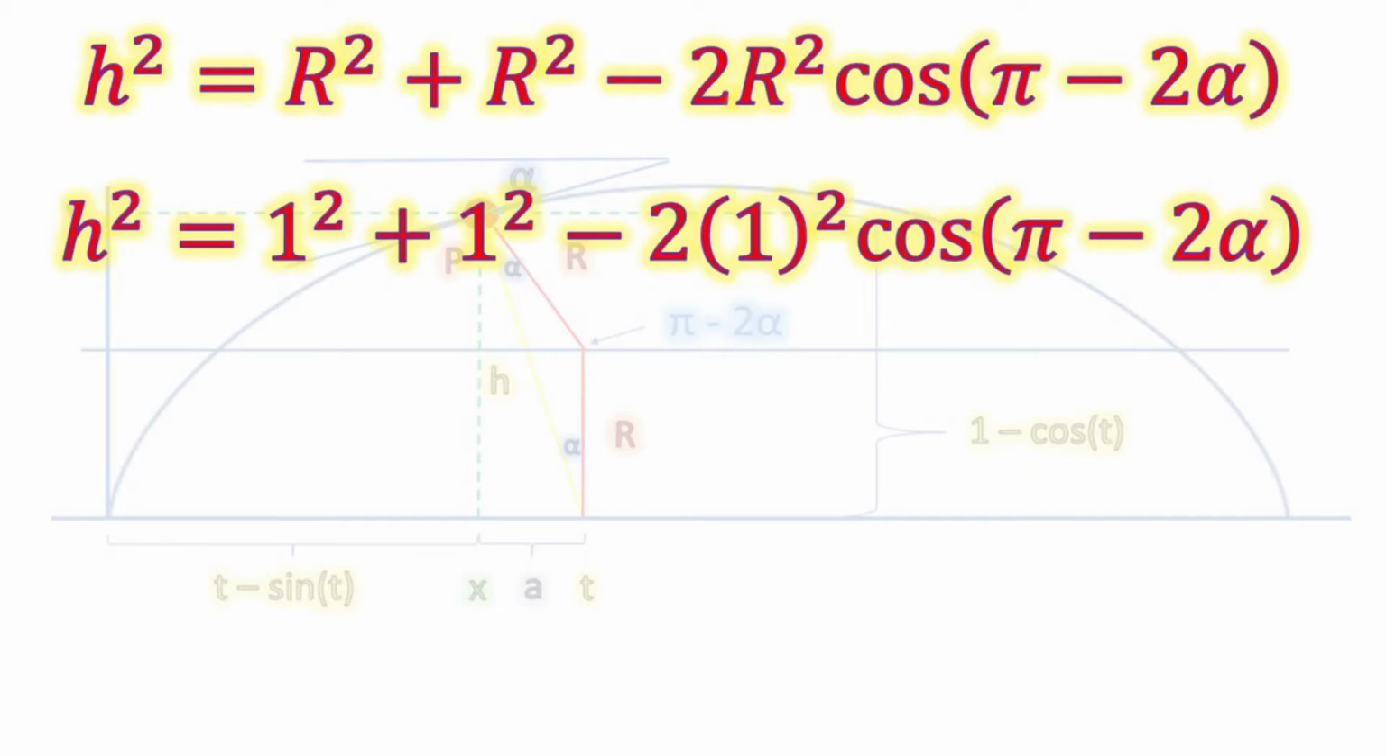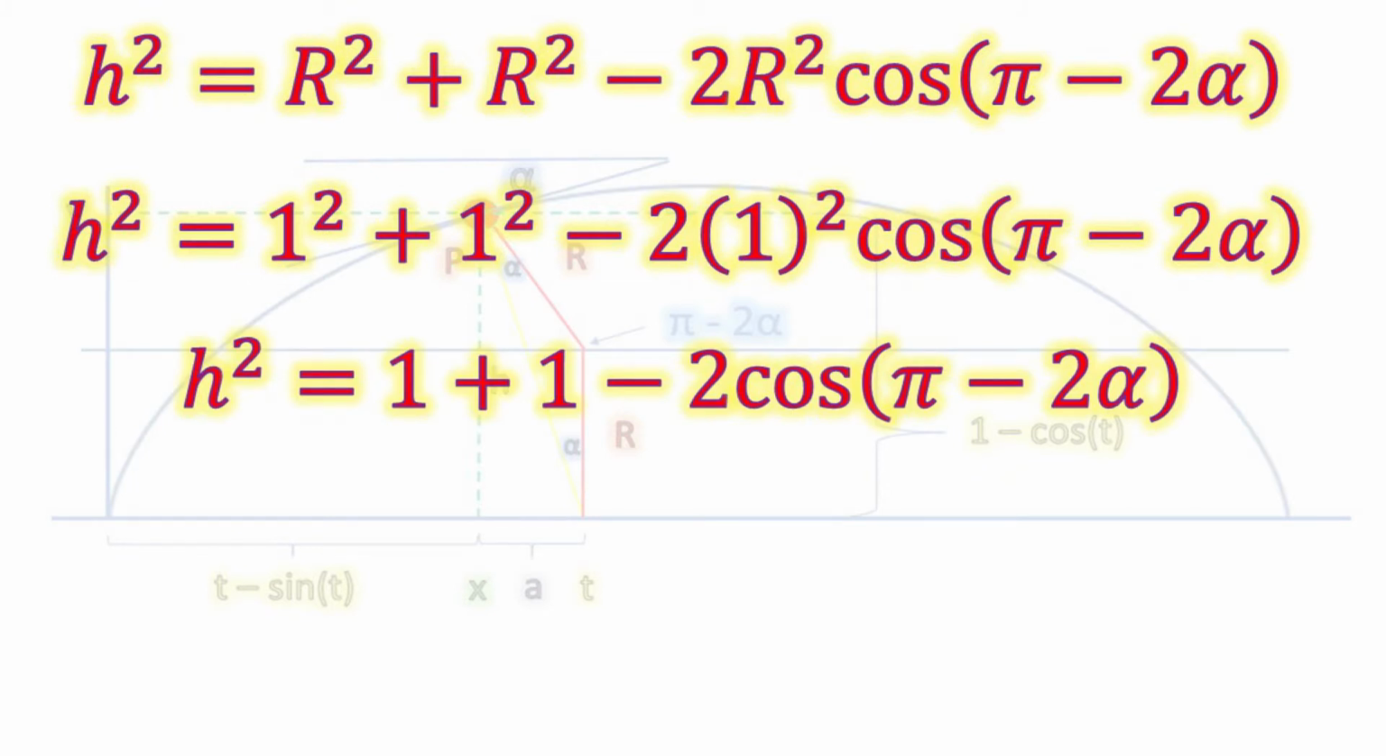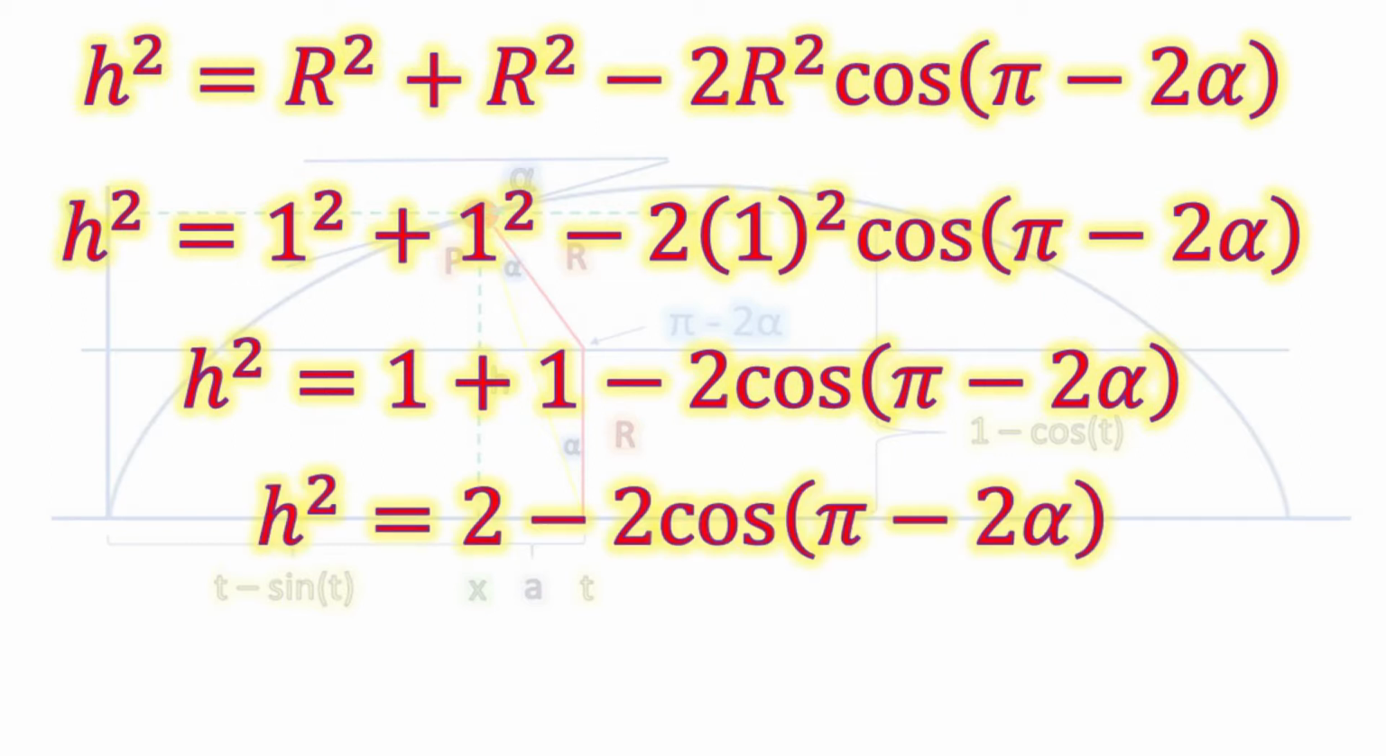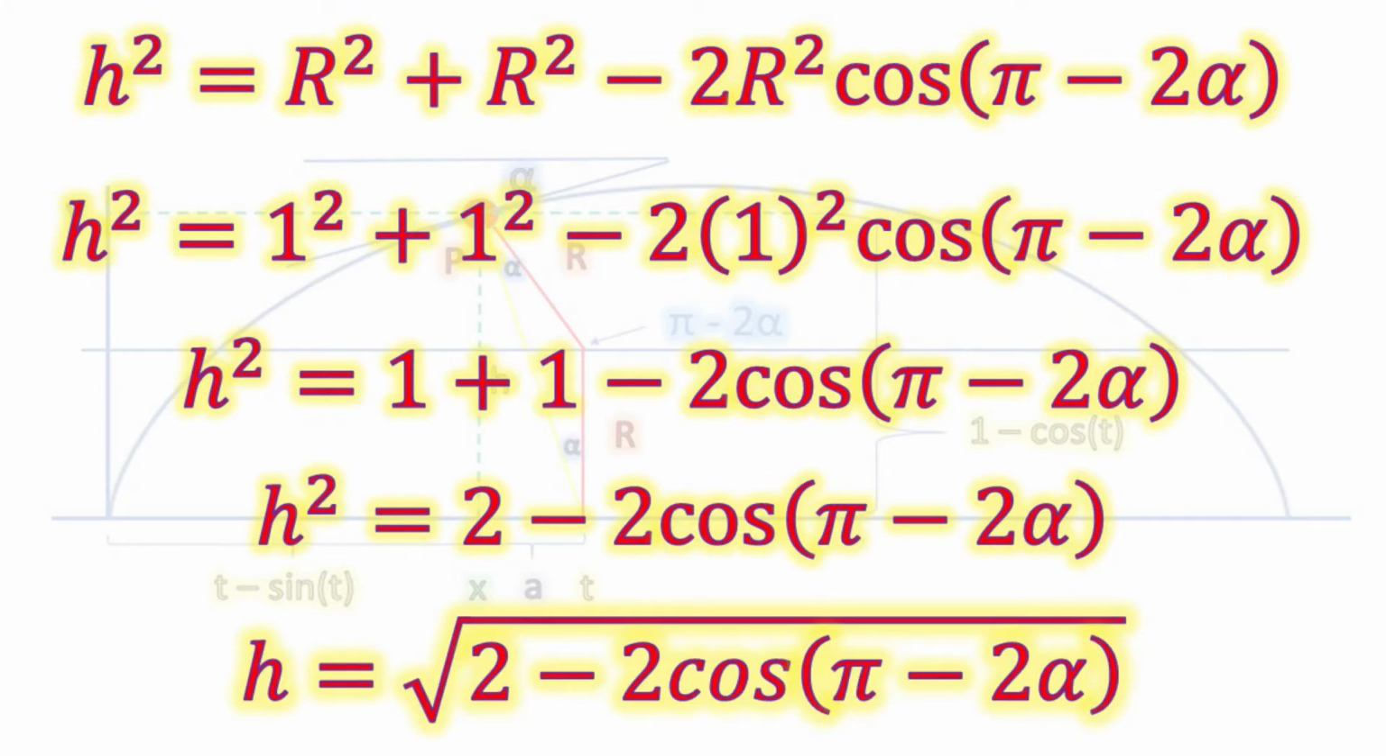Of course, the radii are all 1, and that makes life real easy for us. We wind up with 1 plus 1. You can read the rest there. And the bottom line is I come up with h squared equaling 2 minus 2 cosine times the quantity of pi minus 2 alpha. And we square root both sides, and that is our beautiful h. The square root of 2 minus 2 cosine times the quantity pi minus 2 alpha. Oh, what a gorgeous formula.